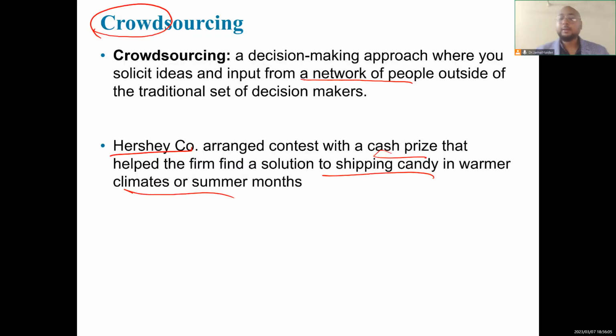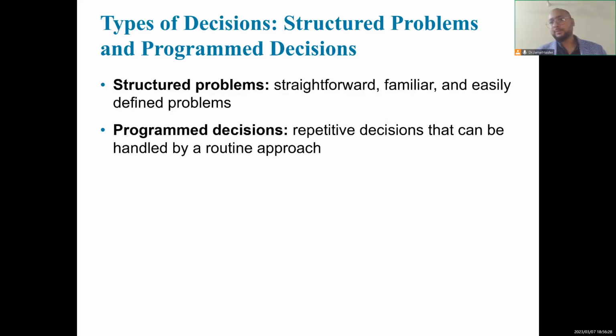All right. Now, up till now, what we have talked about are different categories of decision making. What categories of decision making are going to be involving people, involving your intuition, involving rationality. All right. But what about the types of decisions? There are two types of decisions: structured and programmed.